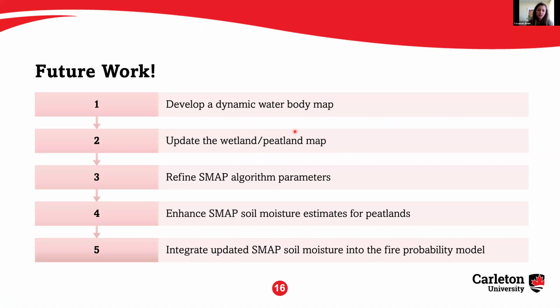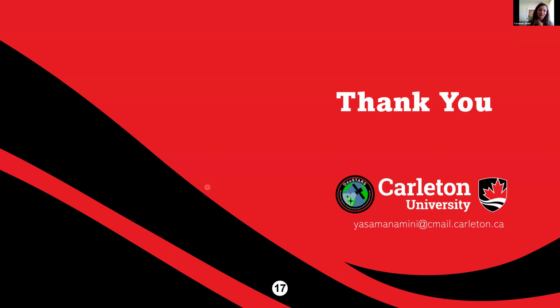Beyond that, we are going to incorporate a dynamic water body map and make sure that we use a more accurate wetland, peatland classification map. And finally, once we refine this improvement, we will integrate SMAP soil moisture into the fire probability model that I just explained earlier, helping us better assess wildfire risk in peatlands. That's all for me. Thank you for your attention.